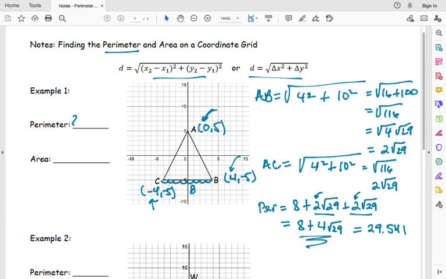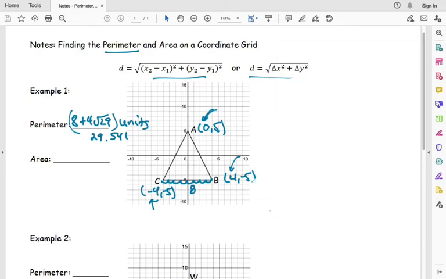All right, I'm going to write that over here. That's units, or you could have said 29.541. All right, I'm going to erase that just to give myself some more room.